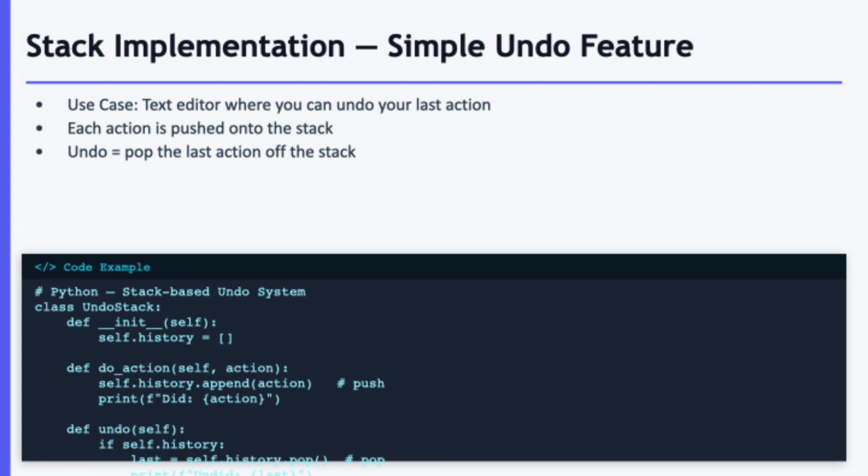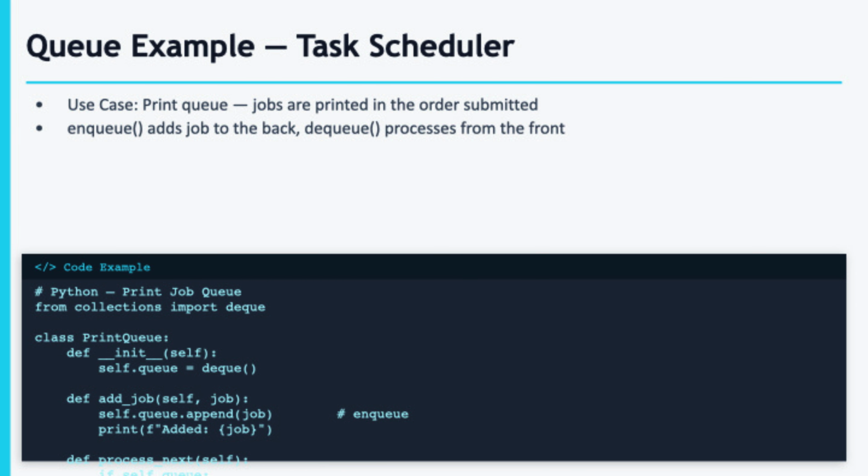In this practical example, we can see how a stack is used to create an undo system. Every time you perform an action, it is added to the history, and clicking undo simply removes the last action from the top of the stack. For a task scheduler, we use a queue to manage print jobs. New jobs are added to the back of the line, and the system always processes the job that arrived first.